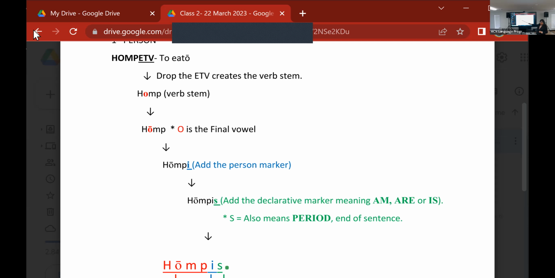And then you add the person marker, because we're talking about I, you put I there. If you were talking about you, it would be different. Right now, we're talking about I. And then you go to the final step and you add the S, because you would not put an I and then an ES, we just add S. Add the declarative marker, which means this S means am, are, is, and it also means the end of the sentence. So you put the period.